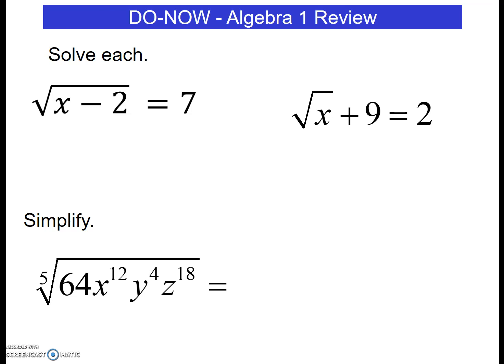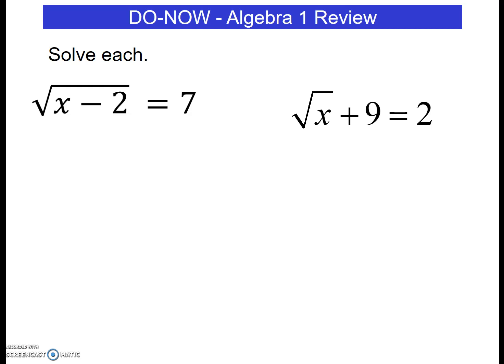All right, hopefully you gave it a try. This was a review from Algebra 1. So let's start with the first one. If you remember, the opposite of square rooting something is to square it. So we're going to square both sides.